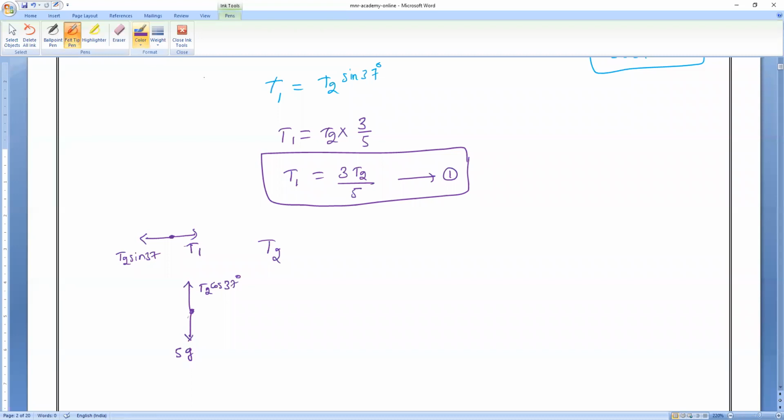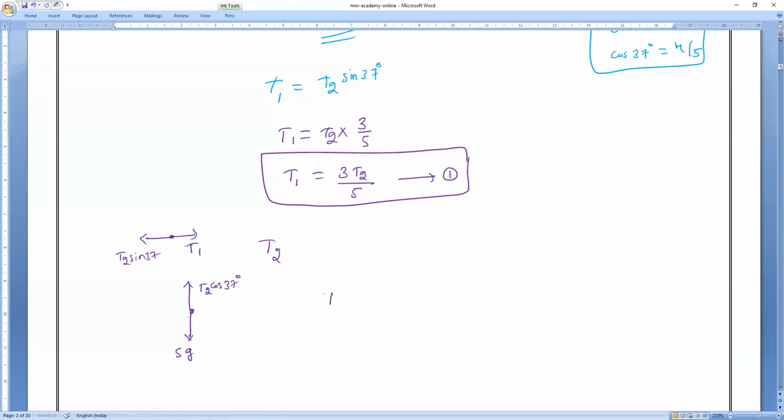So understood, everybody? That's all it is. T2 cos 37, which is equals to 5z. We all know the g value is 10, and cos 37 value is 4 by 5, into T2. So T2 is equals to 50 into 5 by 4, as the 4 by 5 will come to this side as 5 by 4. Please respond.